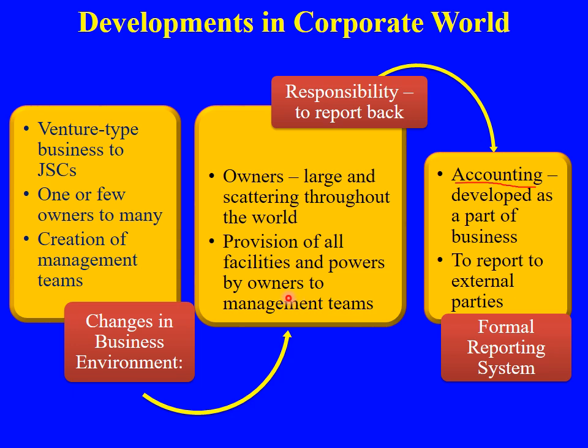When they have the power, they are not supposed to prepare the financial statements as they wish, isn't it? They need to adhere to the rules and regulations. They need to follow the rules and regulations. Then they need to communicate all the financial information to the users who are spread across the world. So this is the change in the business environment. We can see the changes from venture to joint stock company, from few owners to many owners, and then the creation of management teams.